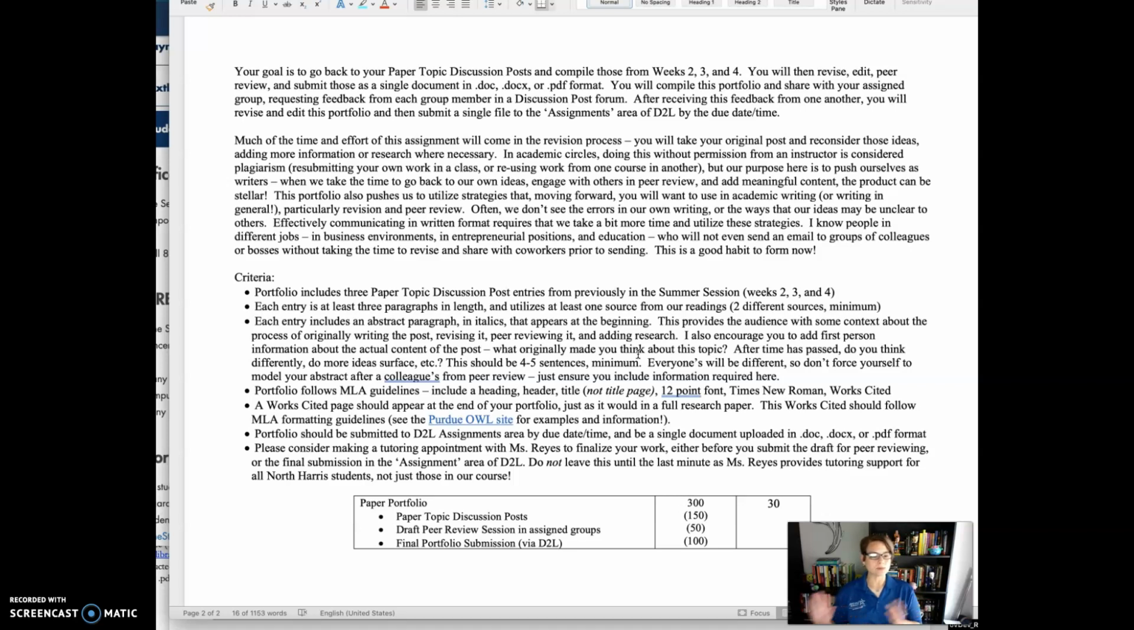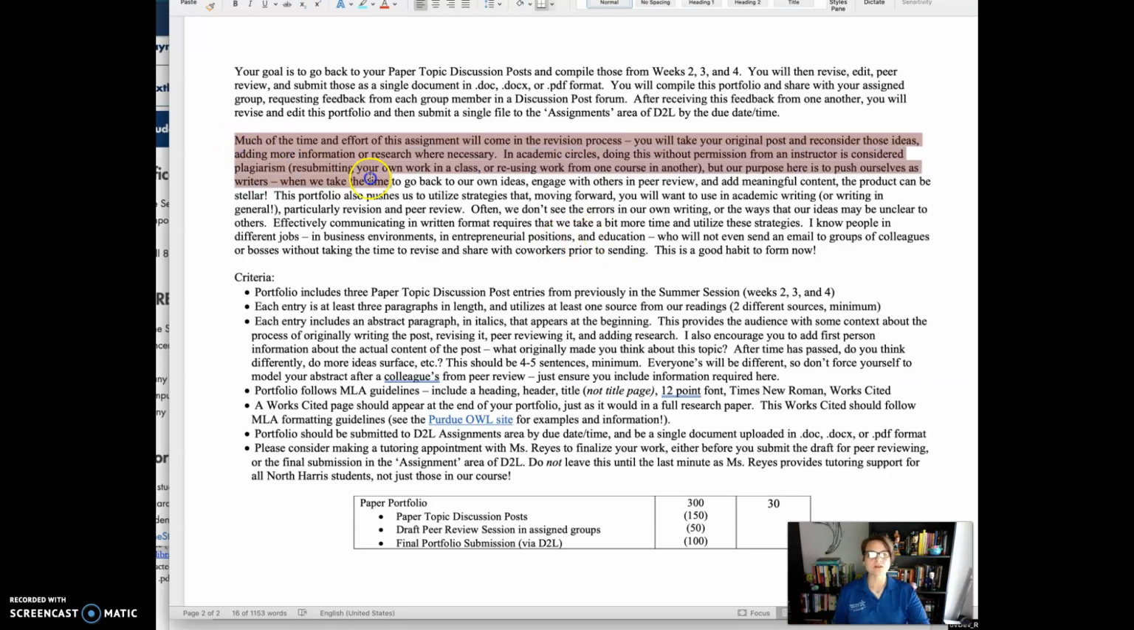This is pretty much a given, but if you are working with a Mac or a MacBook, I don't want you to submit in Pages because D2L will not open it for me to see it. So make sure, please, that you're submitting it in the right format, okay? After you peer review it and receive feedback from one another, you're going to revise, edit, and then submit that final document in the assignments area of D2L, okay?